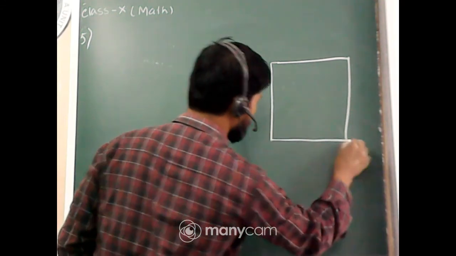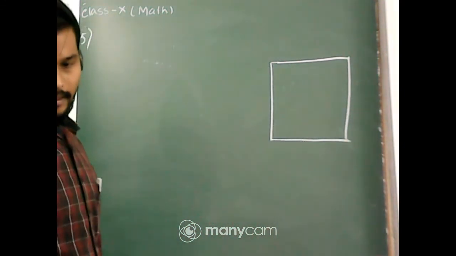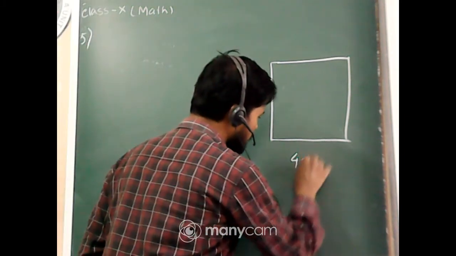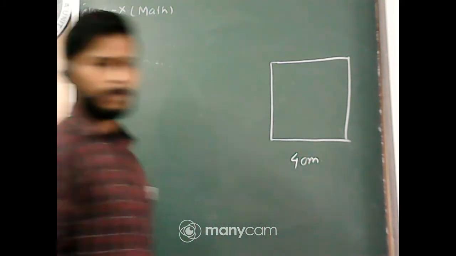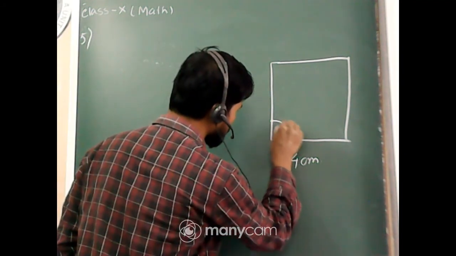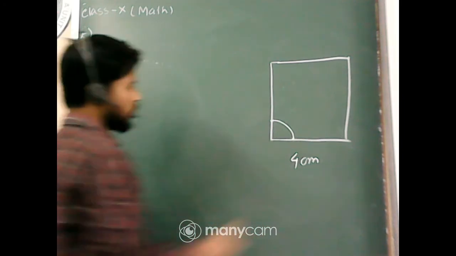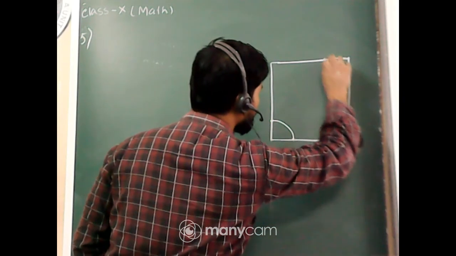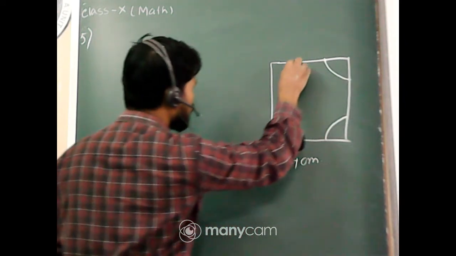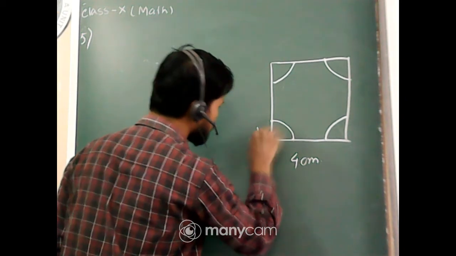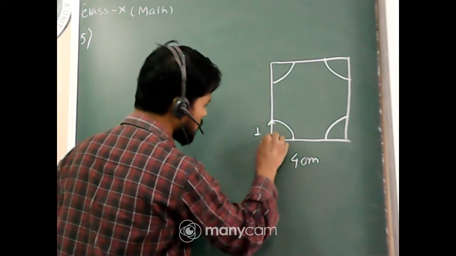Like this, we have a square, and the length of the side of the square is given as 4 centimeter. Now from each corner we are cutting a circular portion, means a quadrant of circle. From each corner we are cutting a quadrant of circle of radius 1 centimeter, means this distance is 1 centimeter.